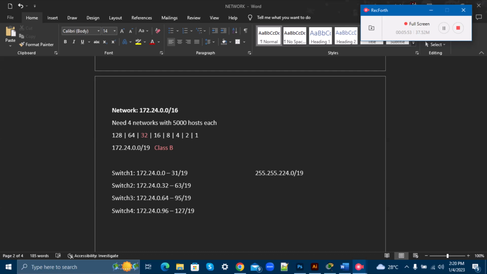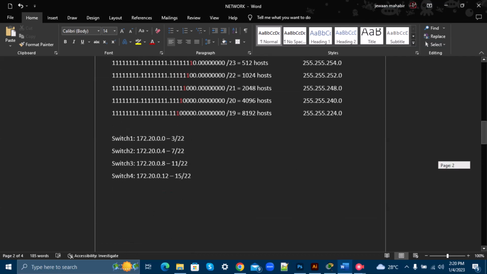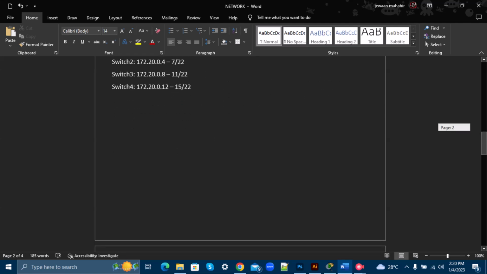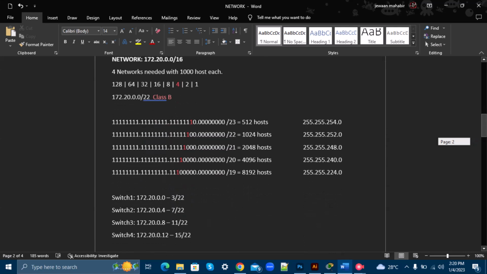For the R3 network, we can see that 5,000 hosts is needed for 4 networks. Now you can see that we have already calculated the /19, which will give us 8,192 hosts. So the number which we will be using from the /19 is the highlighted 1. So we can see there the highlighted 1 in the /19.